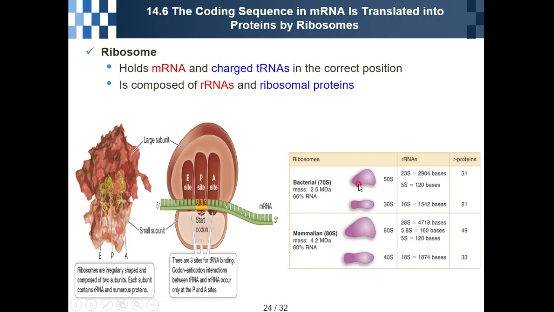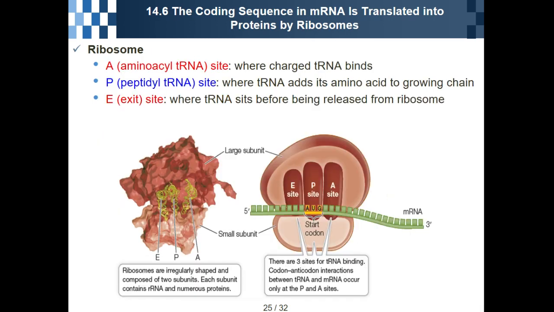The ribosome is also composed of several rRNAs. For example, in the bacterial case, the large subunit is composed of 23S rRNA and 5S rRNA, and the small subunit has 16S rRNA. They are also composed of several ribosomal proteins. For example, the 50S subunit has 31 ribosomal proteins like this. And they also have the E site, P site, and A site. Let me start from the A site.